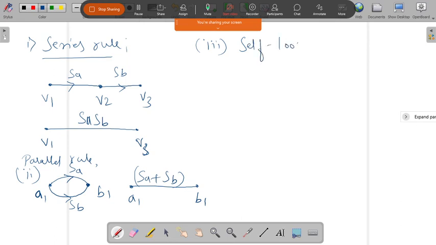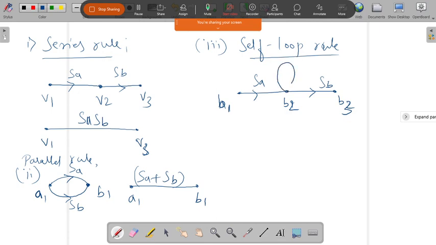Okay, so what is the self loop rule? If I have A1 and B1, and B2, we can even take it as B1, B2, B3. Now the multiplying factors are SA and SB, and I have a loop at the node B, and the multiplying factor of that loop is SL.